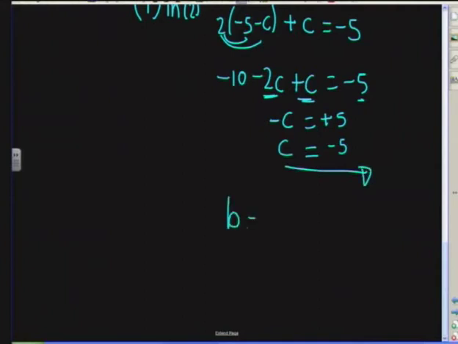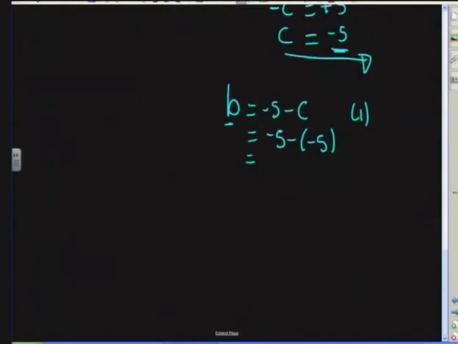And we know that b is equal to minus 5 minus c. This was equation 1, remember? So therefore, if I want the value of b, I simply substitute the value of c into equation 1. And I get b is equal to minus 5 plus 5, which is 0. So my equation now becomes Tn is equal to n squared plus 0n minus 5.